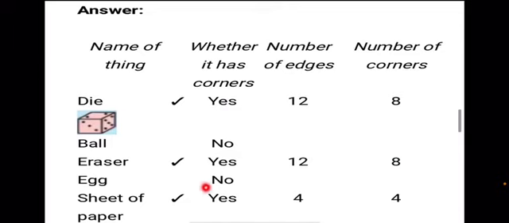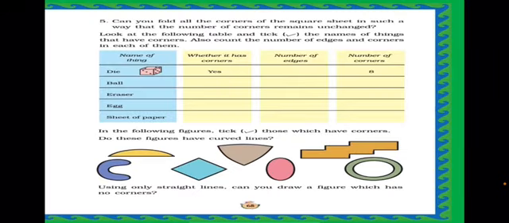Now egg, will it have corners? No. Why? Because it has a curved edge. Sheet of paper, yes, it has corners. It has 4 edges and 4 corners. So start filling this table. In the following figures, tick those that have corners. Do these figures have curved lines? Now some figures have curved lines also over here. Now using only straight lines, can you draw a figure which has no corners?